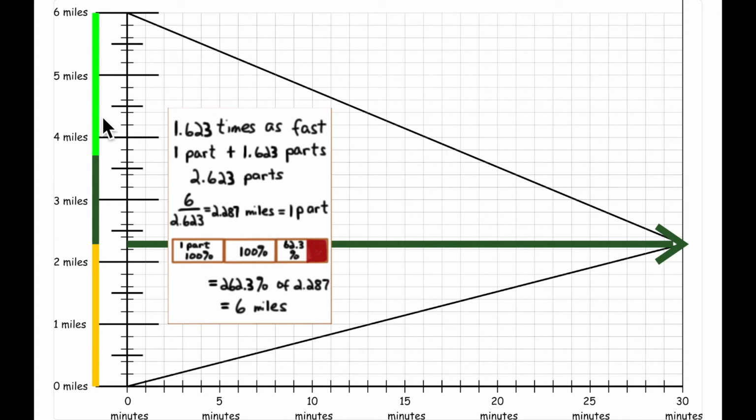Then rider number 1 is the rest of this that adds to equal 6 miles. So this is one part. This is the 100% right here for rider number 1, and this is the 62 3/10% right here for rider number 1. So this adds to 1 623 thousandths times as much as this one part. Total amount, 262 3/10% of 2 287 thousandths miles. The numbers get to be odd because I'm choosing difficult numbers. Hopefully that reveals the pattern.